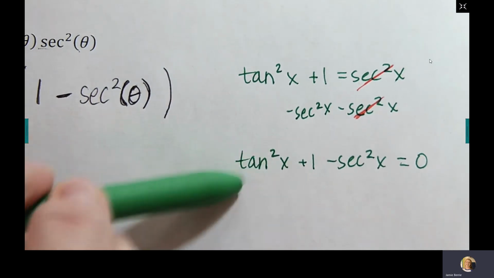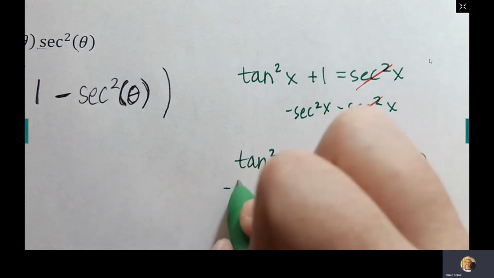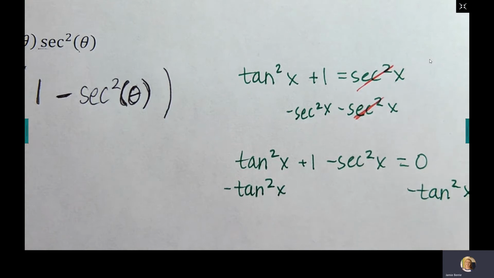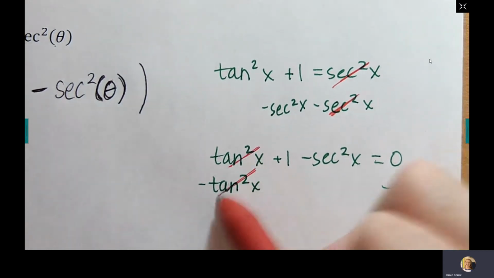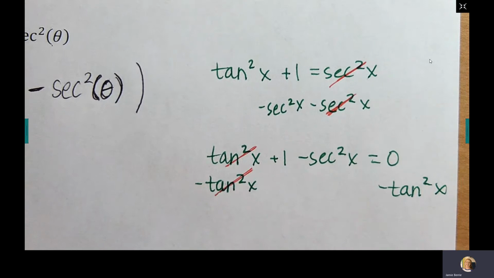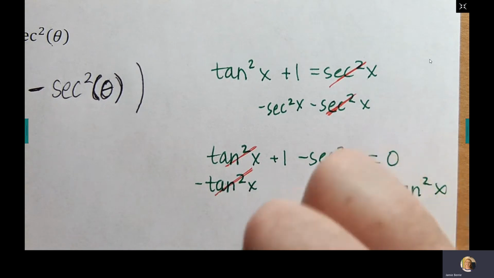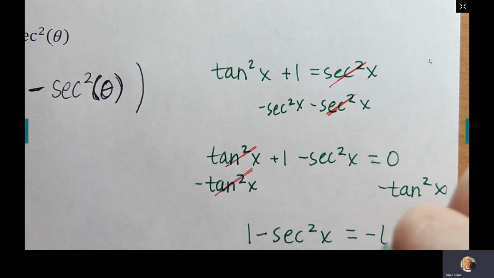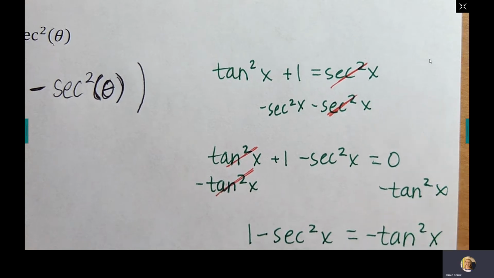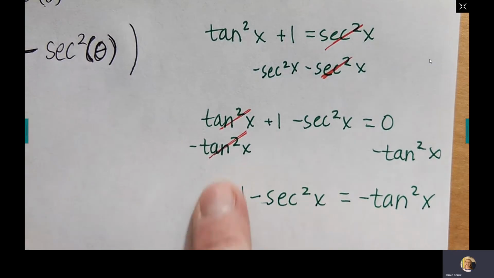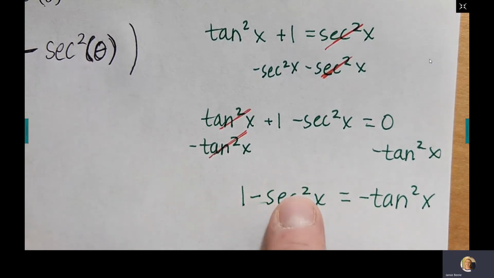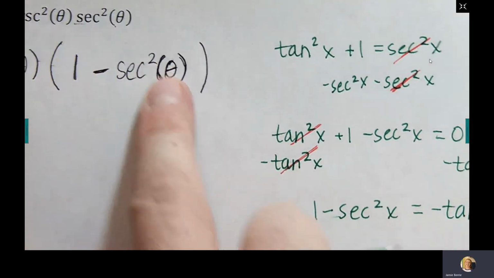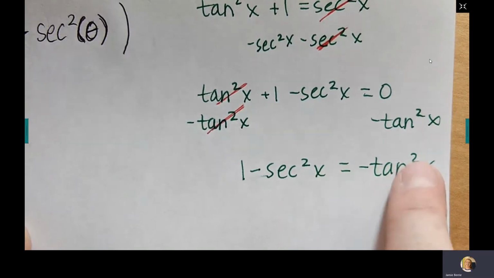So let's move this to the other side. So let's move that tangent over. So minus tangent squared x, minus tangent squared x. Cancel, cancel. So we have 1 minus secant squared x equals negative tangent squared x. All right, so that's what we wanted. We wanted to know how could we simplify 1 minus secant squared. So now we know that 1 minus secant squared theta is going to simplify to negative tangent squared theta.